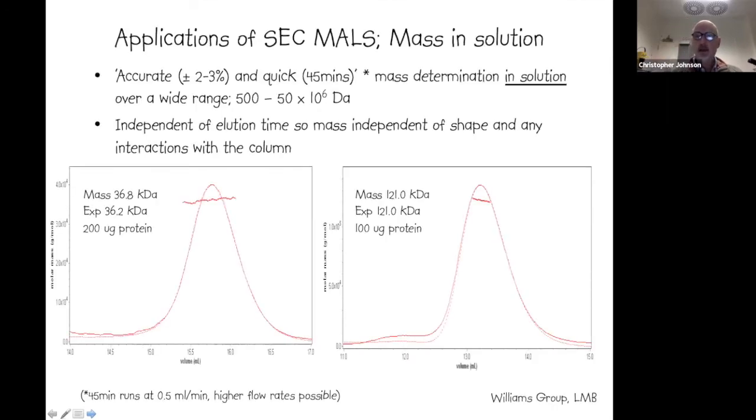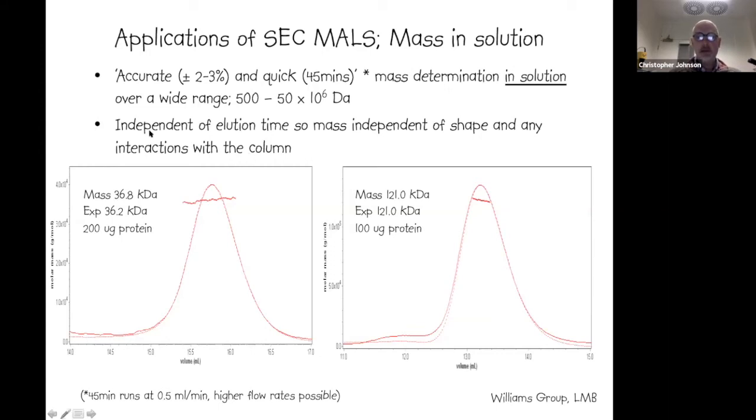Well, one of the simplest applications is just to confirm the mass. So we would claim that the determination of mass is fairly accurate. So we would look for an error within a few percent of expected mass, or if we have run a standard, we would look to obtain a mass that was within a few percent of that known mass. It's a relatively quick technique, so it's just an analytical size exclusion run. It takes about 45 minutes. But the important thing is that we're determining mass in solution, and we have a pretty good dynamic range. We can measure over between very, very small particles, although you need pretty high concentrations, up to really quite large sizes of complex, and hopefully obtain similar levels of accuracy.